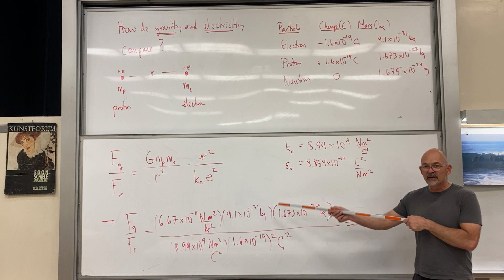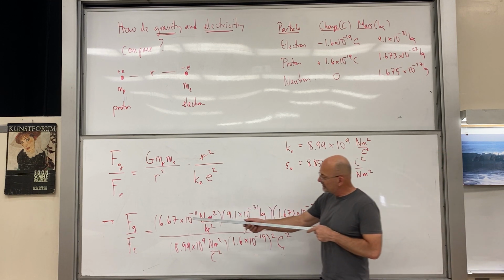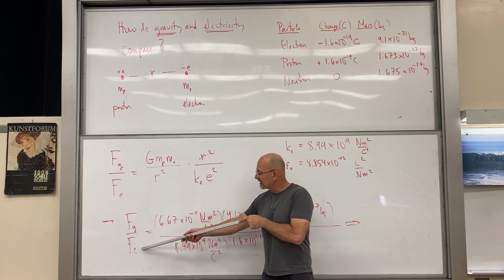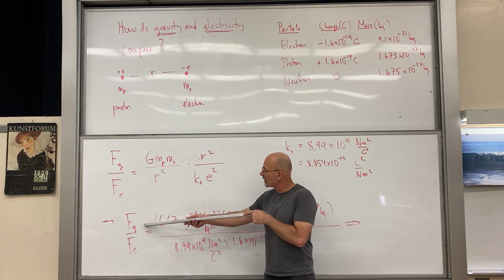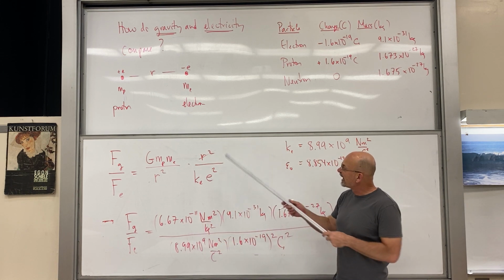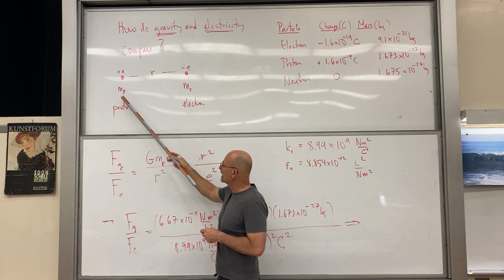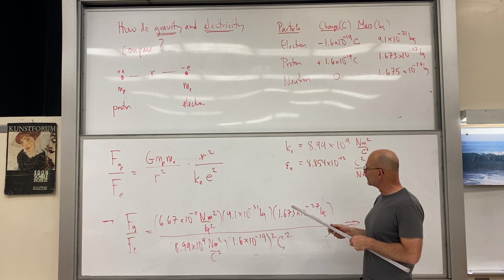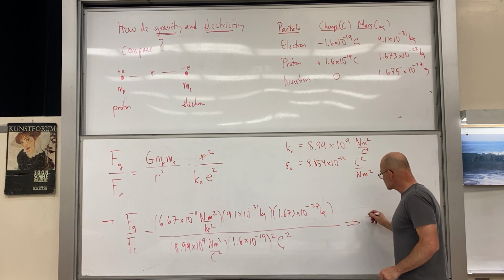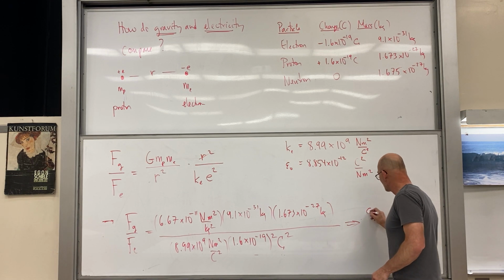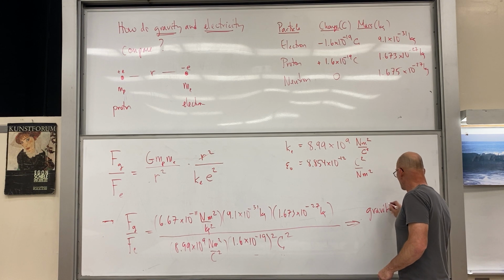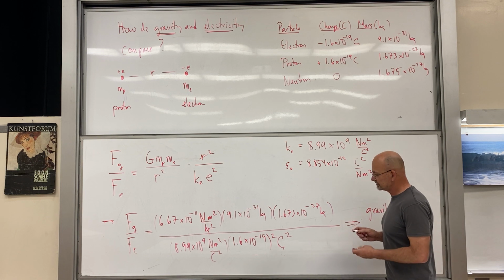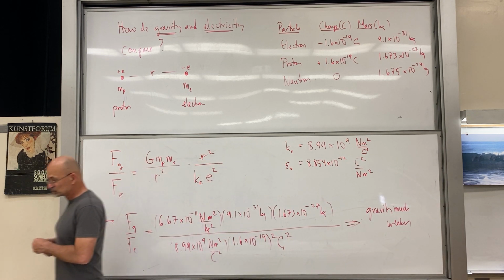So go ahead and do this. The point is this force is enormously weaker than the electric force. So much weaker that it plays no role at all. It is many, 20, 30, 40 orders of magnitude. So it plays no role whatsoever. So that's the punchline here. Gravity is much weaker.